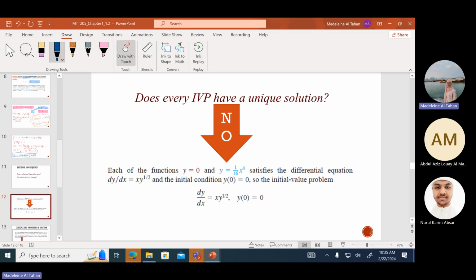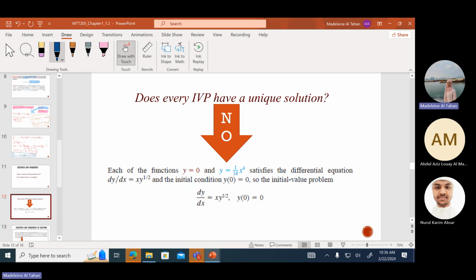So here we are asking, does every initial value problem have a unique solution? Unfortunately, no. Because of that, we always care about the uniqueness of the solution, and proving this cannot be done other than mathematically.